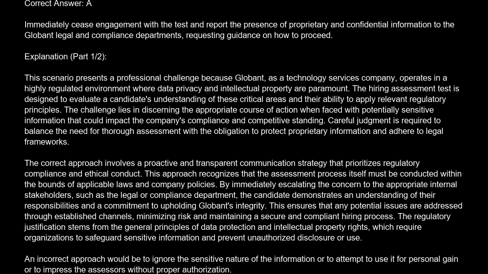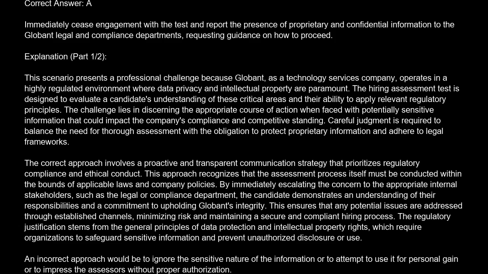By immediately escalating the concern to the appropriate internal stakeholders, such as the legal or compliance department, the candidate demonstrates an understanding of their responsibilities and a commitment to upholding Globant's integrity. This ensures that any potential issues are addressed through established channels, minimizing risk and maintaining a secure and compliant hiring process. The regulatory justification stems from the general principles of data protection and intellectual property rights, which require organizations to safeguard sensitive information and prevent unauthorized disclosure or use.